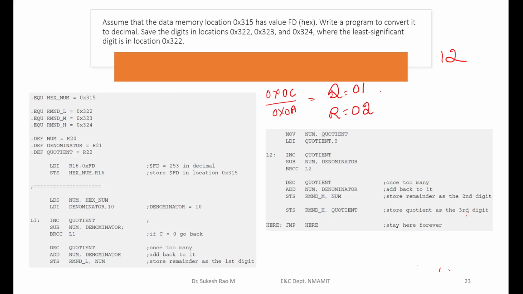So this is actually the answer. 0, 1, 0, 2. If you combine this together, 1, 2, that's the answer. So this is the logic used. You can actually work out this logic even for any number. Just keep dividing it by 0x0a. Now the problem again here is we don't have a direct division instruction. We should go with successive subtraction.